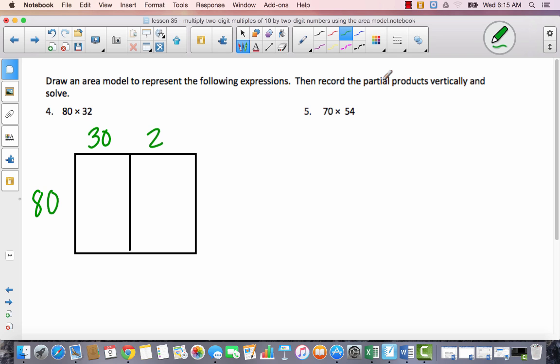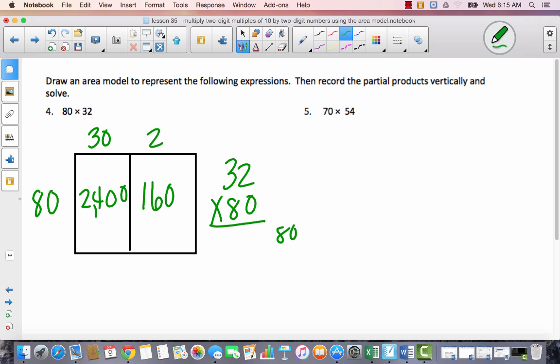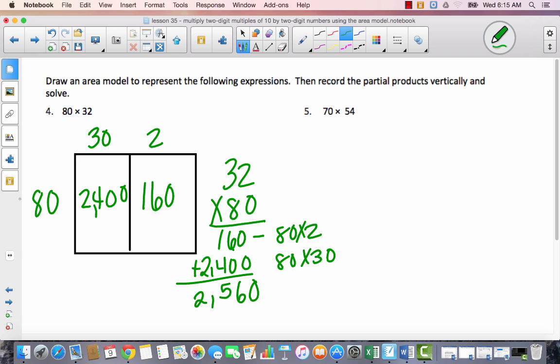Now it says record the partial products vertically and solve. So we also have to do 32 times 80. Remember, your multiple of 10 should be on the bottom. Now I've got 3 times 8, which is 24, and 10 times 10 is 100. So I've got 2,400, and then 80 times 2 is 160. So 80 times 2, we just solved that, that's 160, and then 80 times 30 is 2,400. Now we add both of these partial products together, and that gives me 2,560.